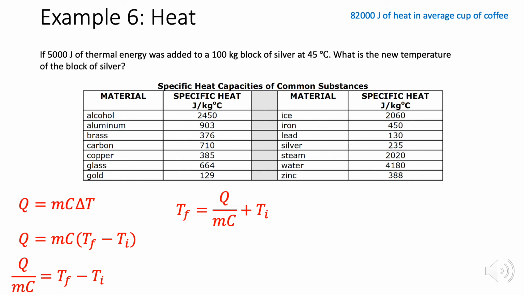Do I know Q in this question? I do, it's 5,000. And I also know my mass, which is 100 kilograms. I know the specific heat of silver by looking at the chart, which is 235. And then I know my initial temperature, which is 45. So if I add 5,000 joules of heat to that block, my final answer is going to be 45.213.